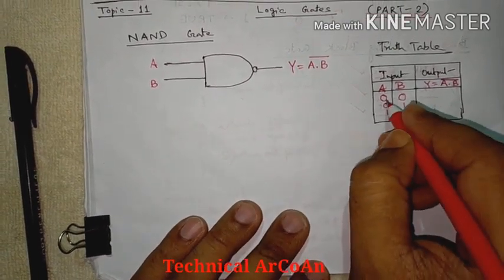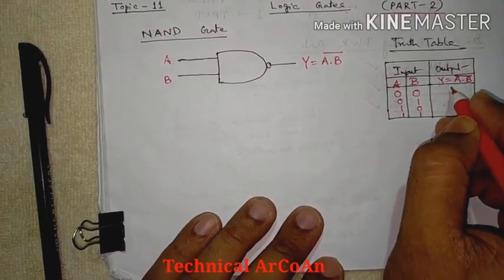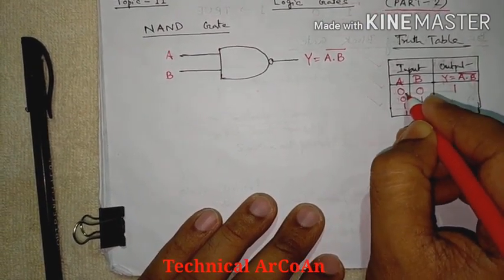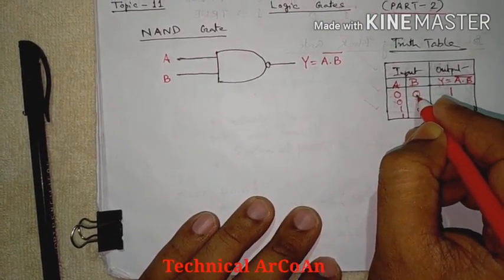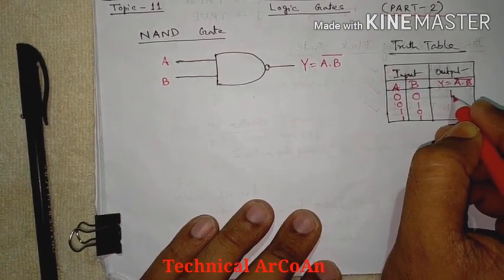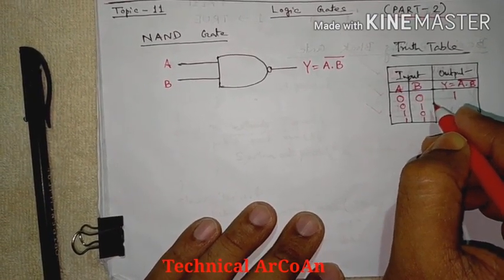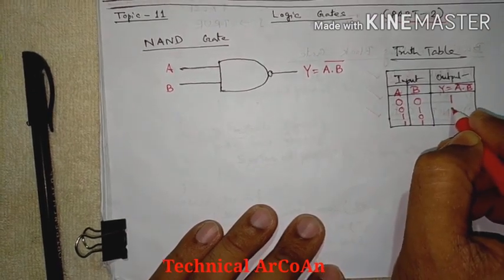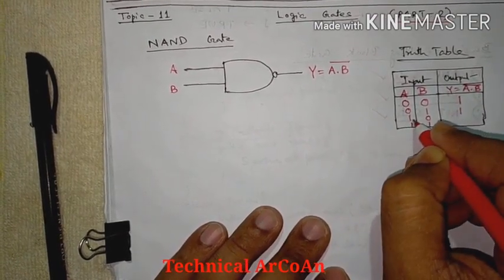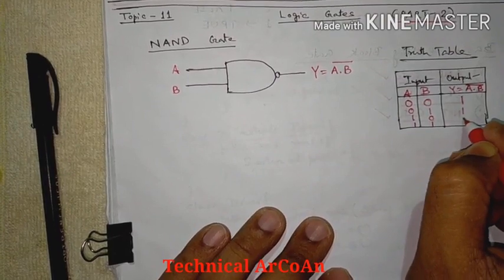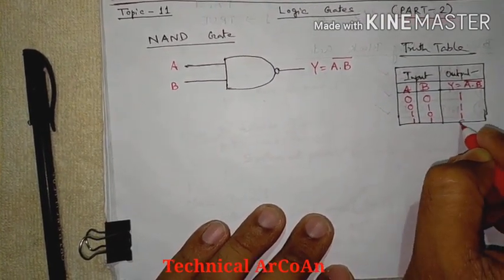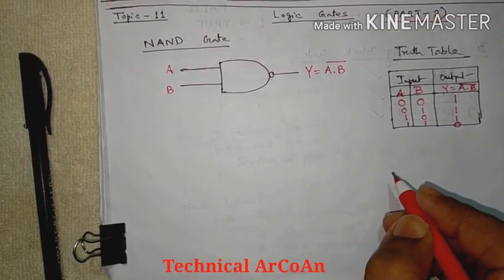If 0 0, so what will be the output? Output should be 1. Why? Because in AND gate 0 0 gives 0 and 0's complement is 1. In similar fashion, for 0 1 the output will be 1. For 1 0 the output should be 1. For 1 1 the output will be 0 in that case.